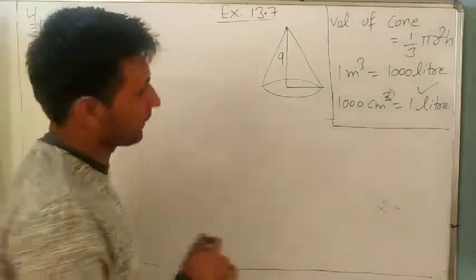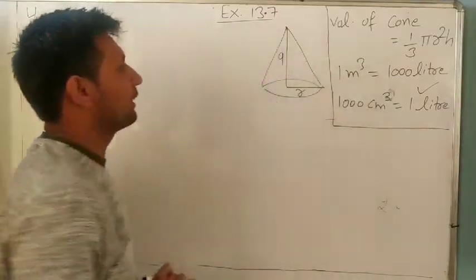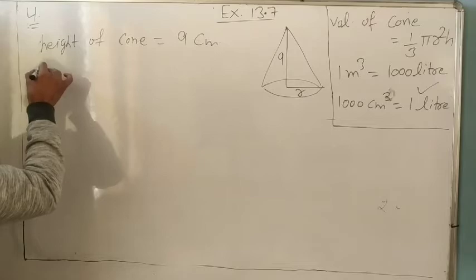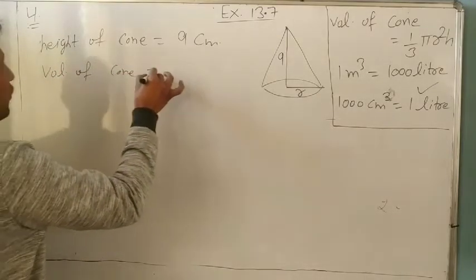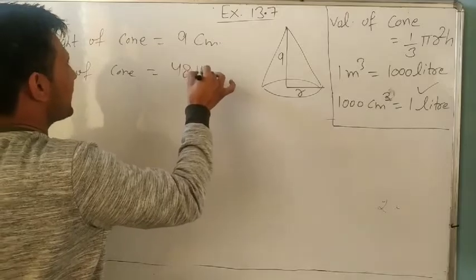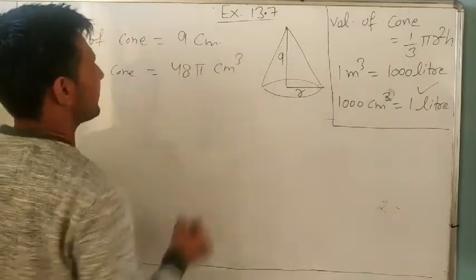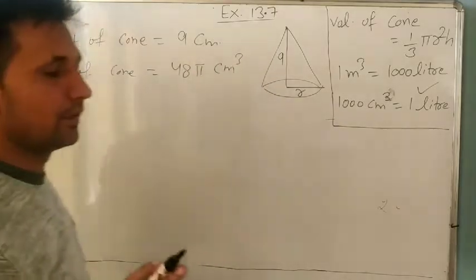If you want to find the diameter, first we have to find the radius. So we will write first, height of cone: how much? 9 meter or centimeter? It is centimeter. Next, volume of cone is 48 pi, and volume is always in centimeter cube. We have to find the diameter.